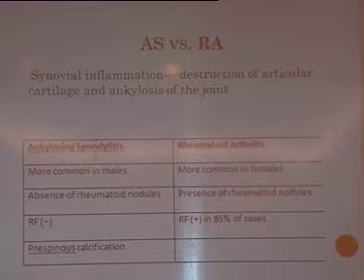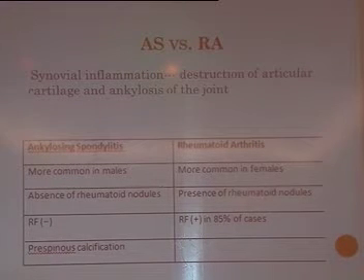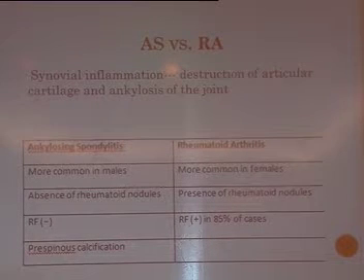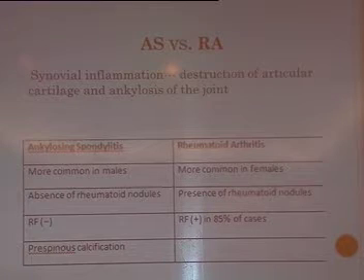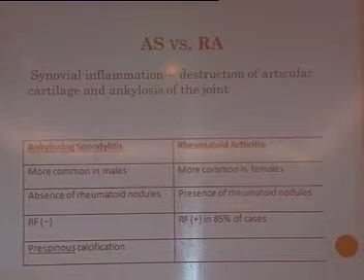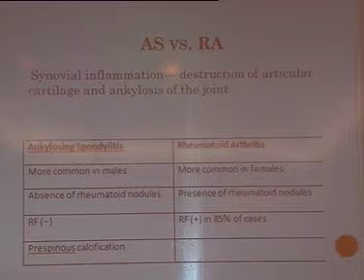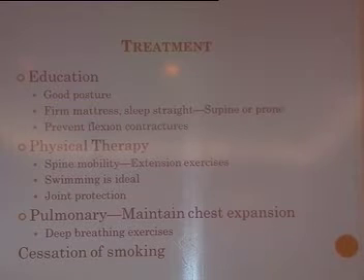If we compare ankylosing spondylitis with rheumatoid arthritis, both of them have synovial inflammation which leads to destruction of articular cartilage and ankylosis. But just to differentiate a few points, AS is more common in males, whereas rheumatoid arthritis is found more in females. Rheumatoid nodules are essentially absent in ankylosing spondylitis, and rheumatoid factor is absent. We also see prespinal calcification more in ankylosing spondylitis.